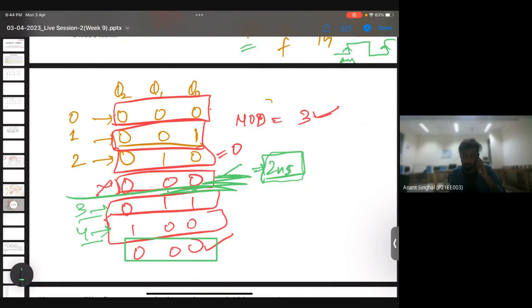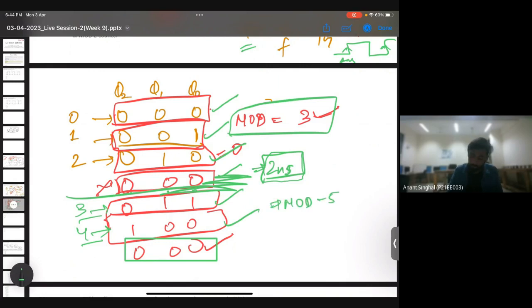I did not hear you. Can you repeat? Clear, sir. Yeah. So now what is happening: instead of having these three states, it is now having one, two, three, four, 5 states, and then it is going back to the initial state as 0 0 0. So it is nothing but a mod 5 counter, not 3.